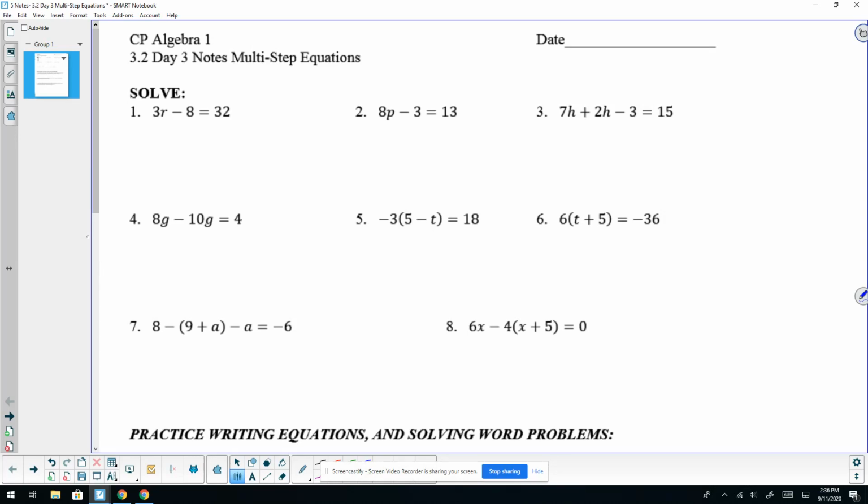This lesson is for my Algebra 1 class. It is 3.2, Day 3, Notes, Multi-Step Equations. This first section is really just a mix of all the stuff that you've been doing over the last few days, but we will go through these problems fairly quickly.